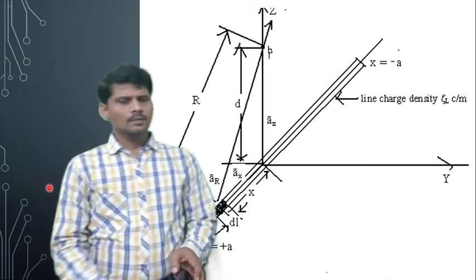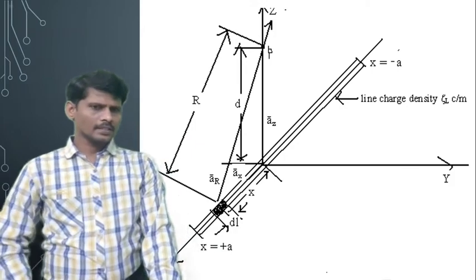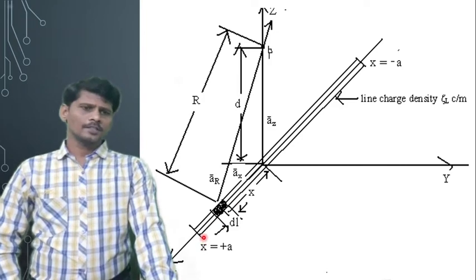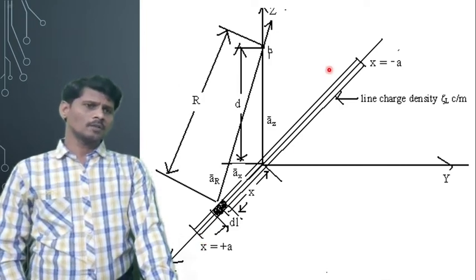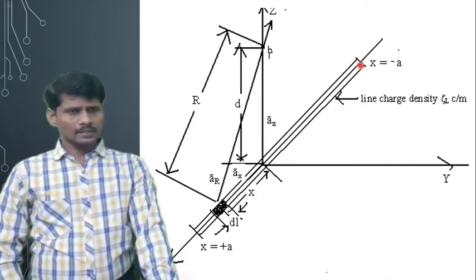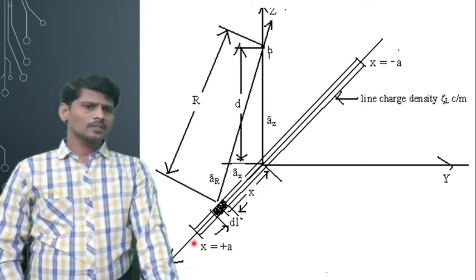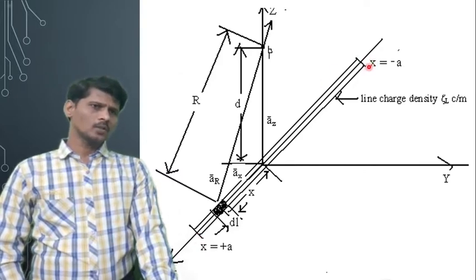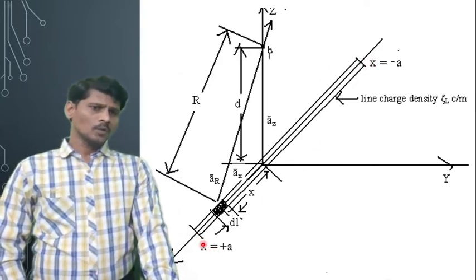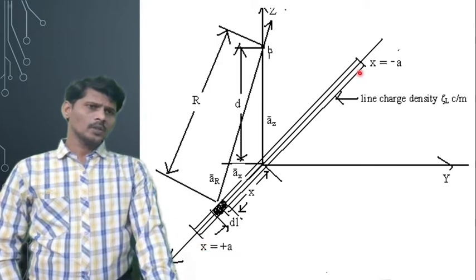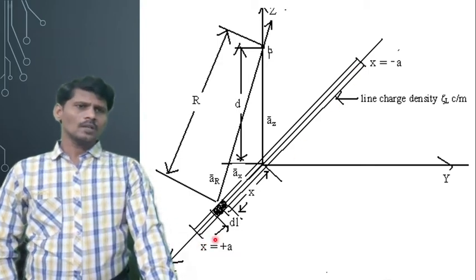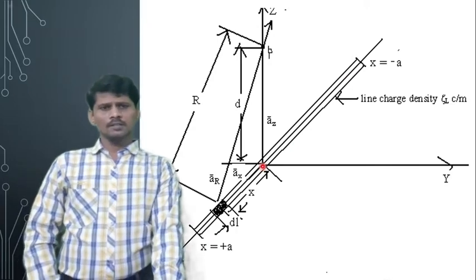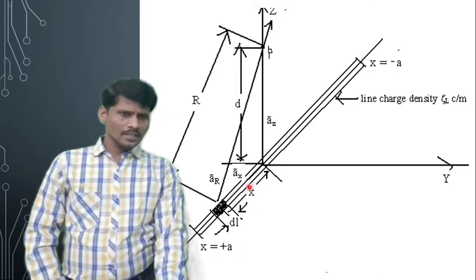Now consider the coordinate axes x, y, z. Consider a finite line charge placed on the x-axis. From the given data, the length of the line charge is 2a. This is the positive end and this is the negative end of the line charge. The positive end is plus a meters and the negative end is minus a meters, and the total length of the line charge is 2a meters with the center at the origin. This is the center and this is the x-axis.